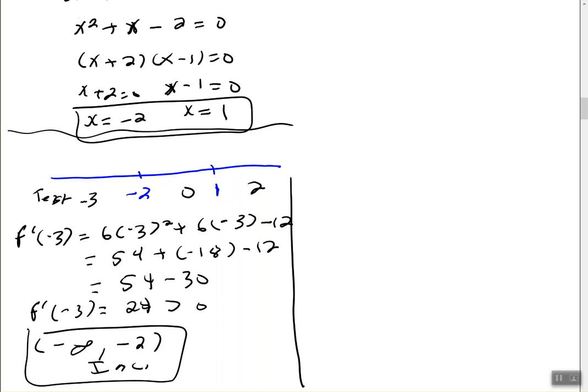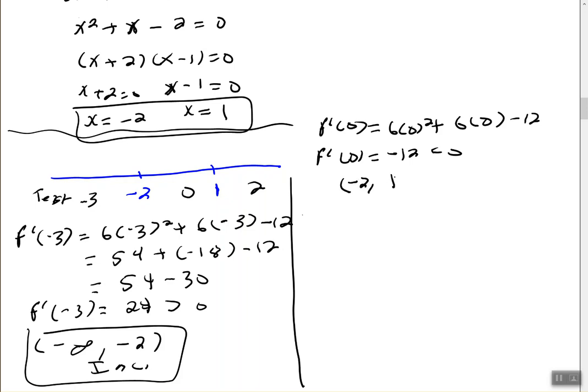Okay, what about on the interval of -2 to 1? We're going to test 0. So I'm going to come up a little bit so I'll have room to test out 2 as well. So if I test 0, then I find that I have -12, which is less than 0. Therefore, I'm decreasing on the interval from -2 to 1.